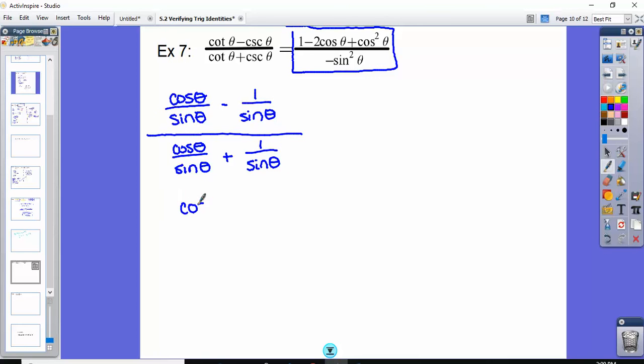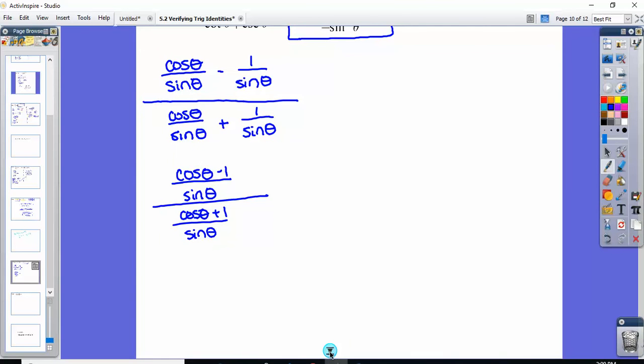I have a common denominator on top and bottom so I can combine, so this is cosine theta minus 1 over sine theta, and cosine theta plus 1 over sine theta. In order to divide fractions, we flip and multiply. Or another strategy that we talked about a couple days ago was you could just multiply top and bottom by the same thing. So I'm going to multiply top and bottom by sine theta. So these cancel.